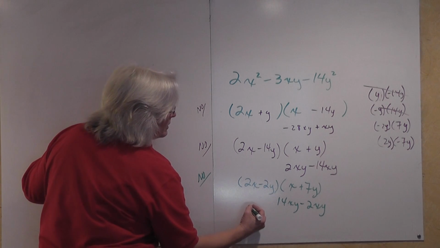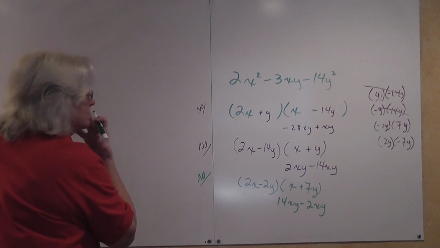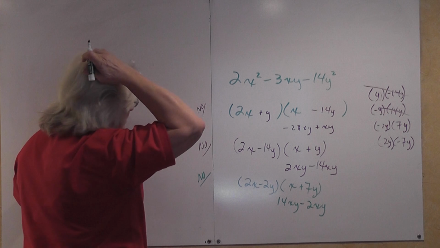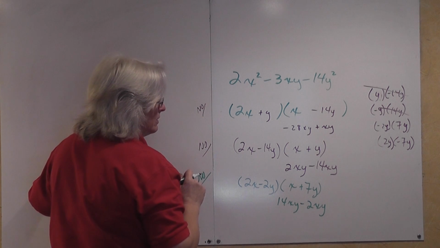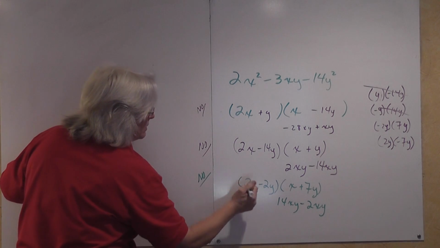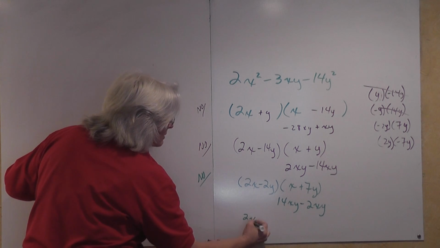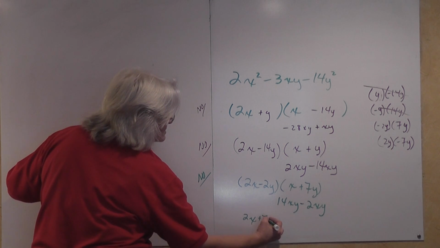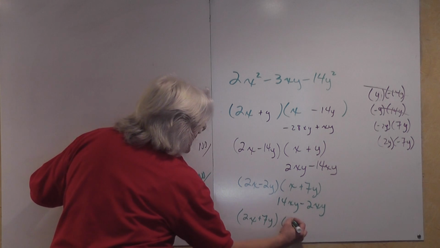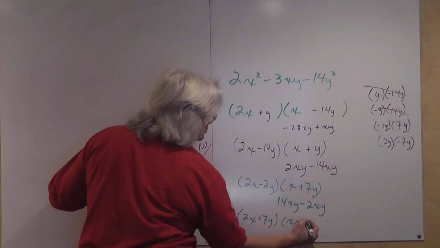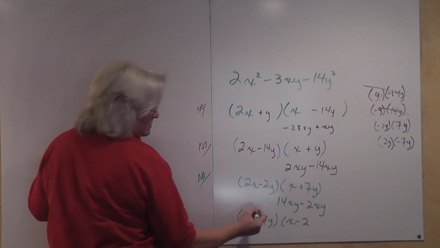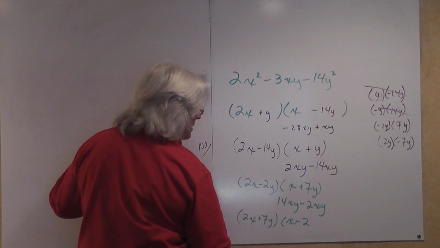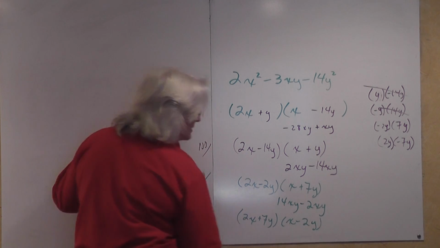Let's try the 2x plus 7y times x minus 2y. Is that one going to work now?